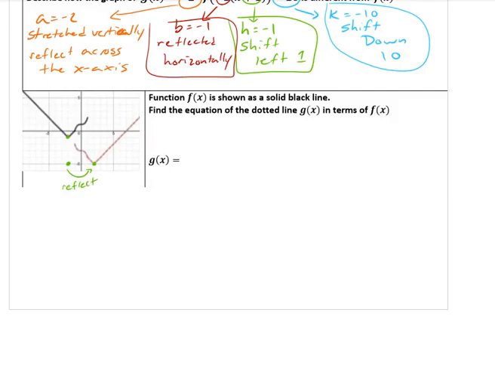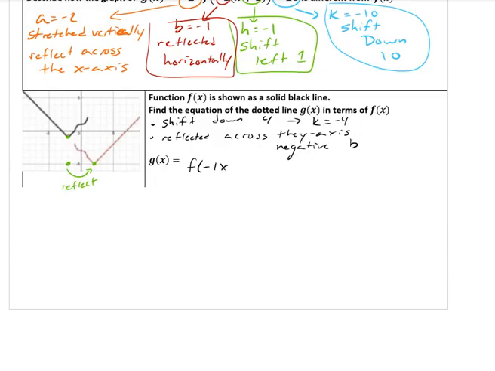So the pieces that occurred were a shift down 4, which refers to a k being a -4, and it reflected across the y-axis, which means a negative b value. Therefore, g of x equals f of negative 1x minus 4. All I did was plug the pieces I needed into here.